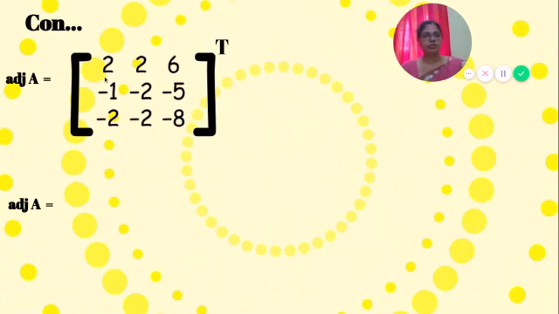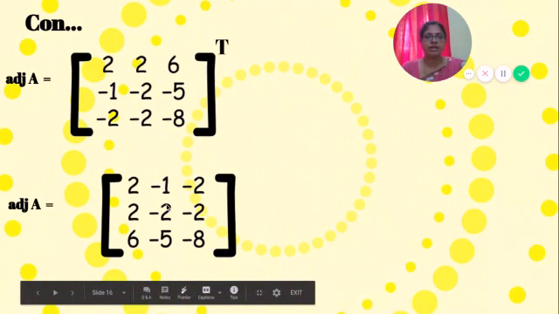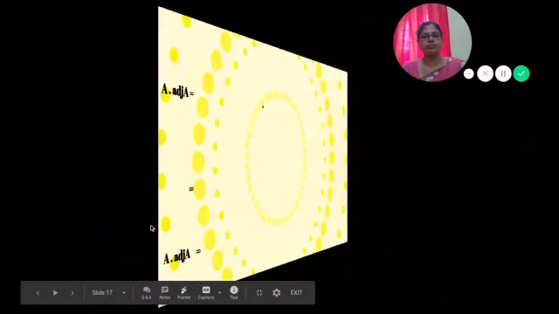So we have to replace the first row as the first column, the second row as the second column, and the third row as the third column. Now we have found the adjoint of A. I am taking this as equation 2.